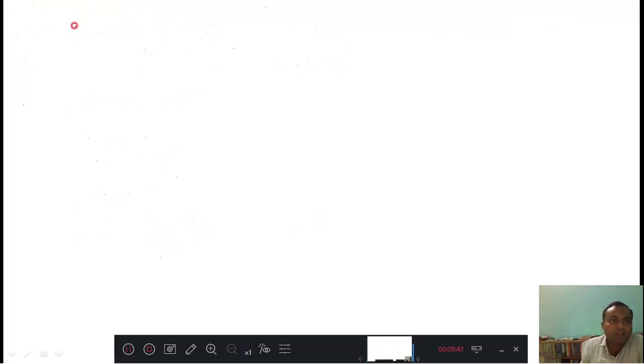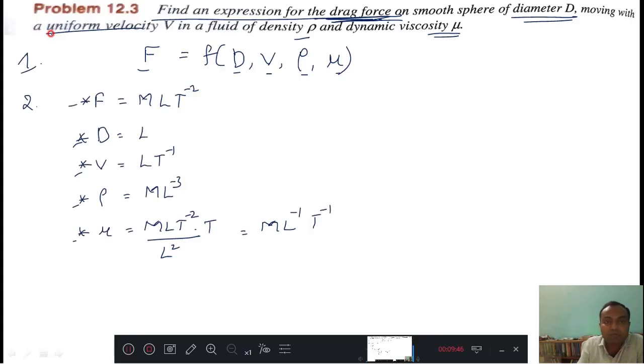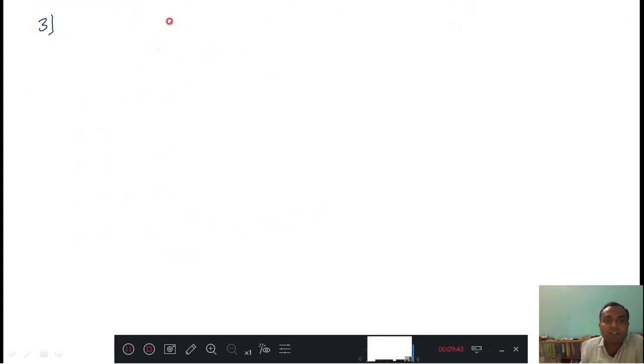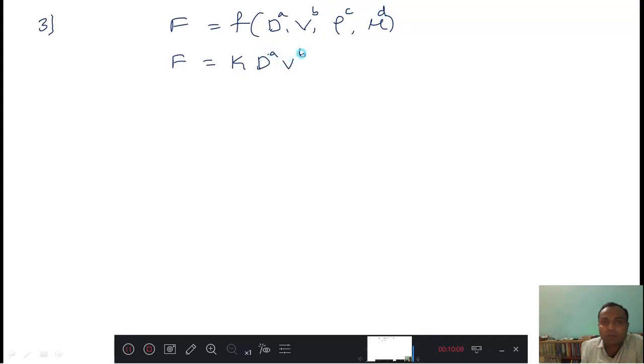Now coming to the third step, I have to substitute back. The form of Rayleigh's equation is F is equal to a function of diameter, velocity, density and viscosity. Now F equal to some constant k times, with powers a, b, c, d: k times d to the power a, v to the power b, rho to the power c, and mu to the power d. I got F equal to this. This is your step 3.